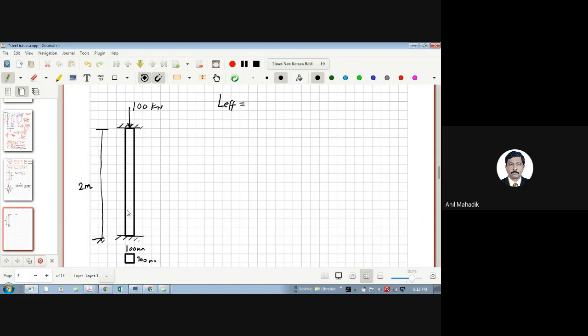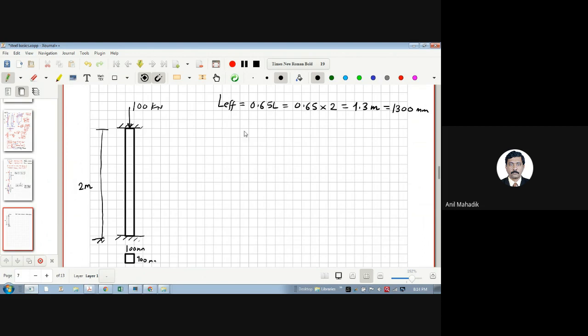For fixed condition, 0.65? Yes, sir. So it will be 0.65 into L, which is 2 meters. So 1.30, it will be 1.3 meters. Let's convert it in mm. So it will be 1300 mm, right?